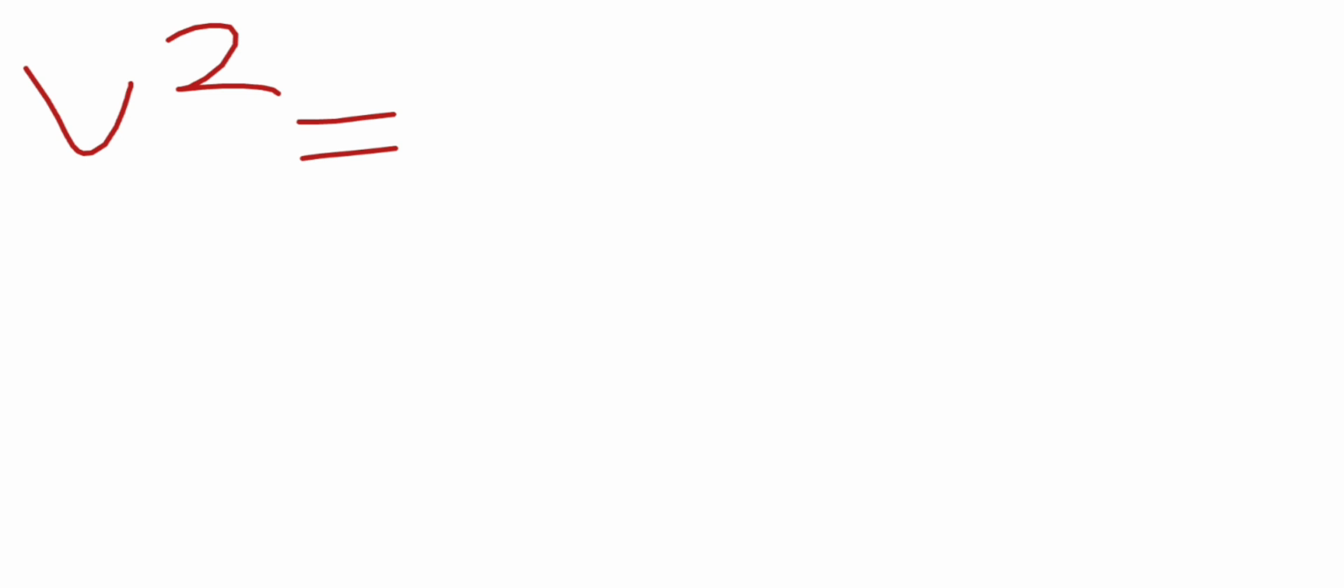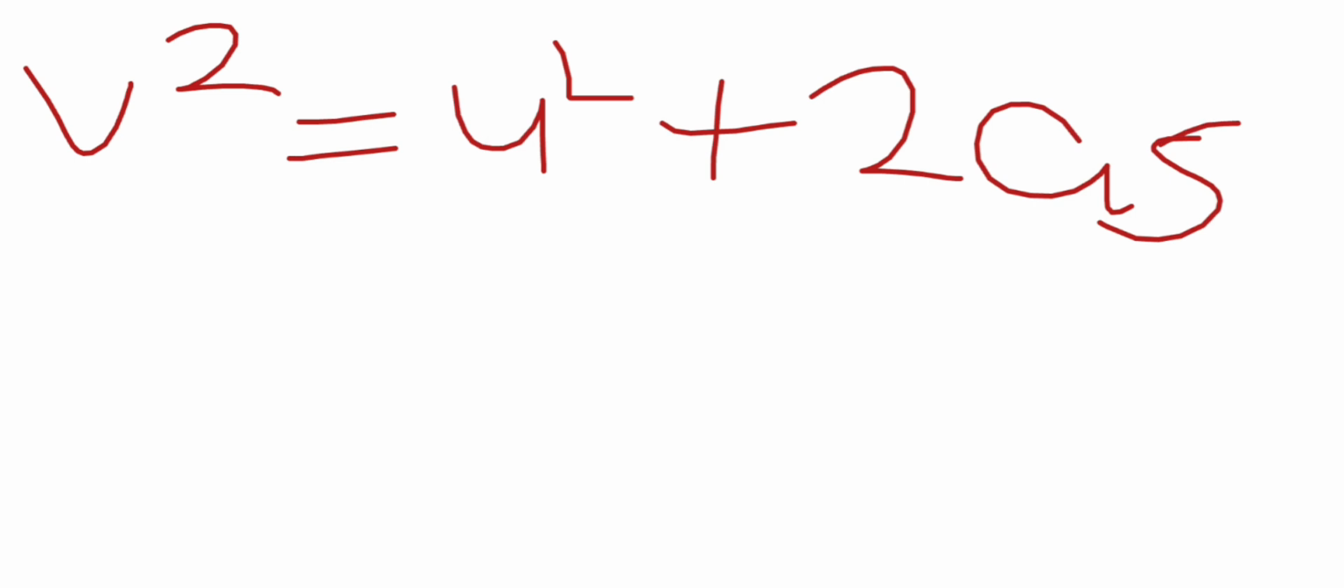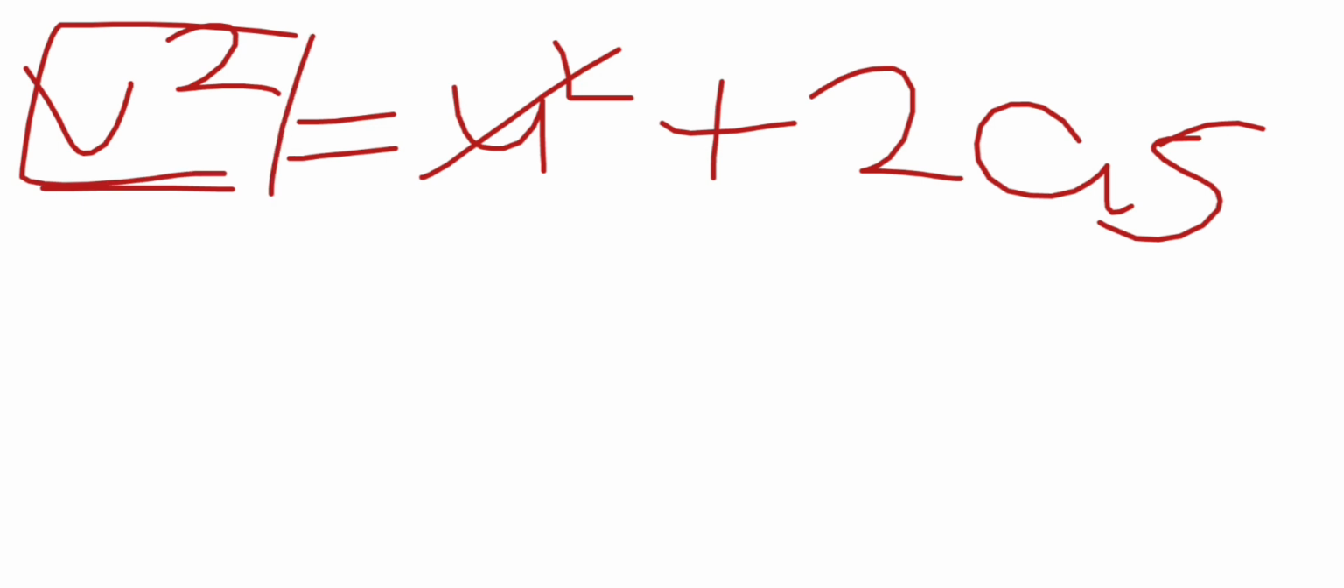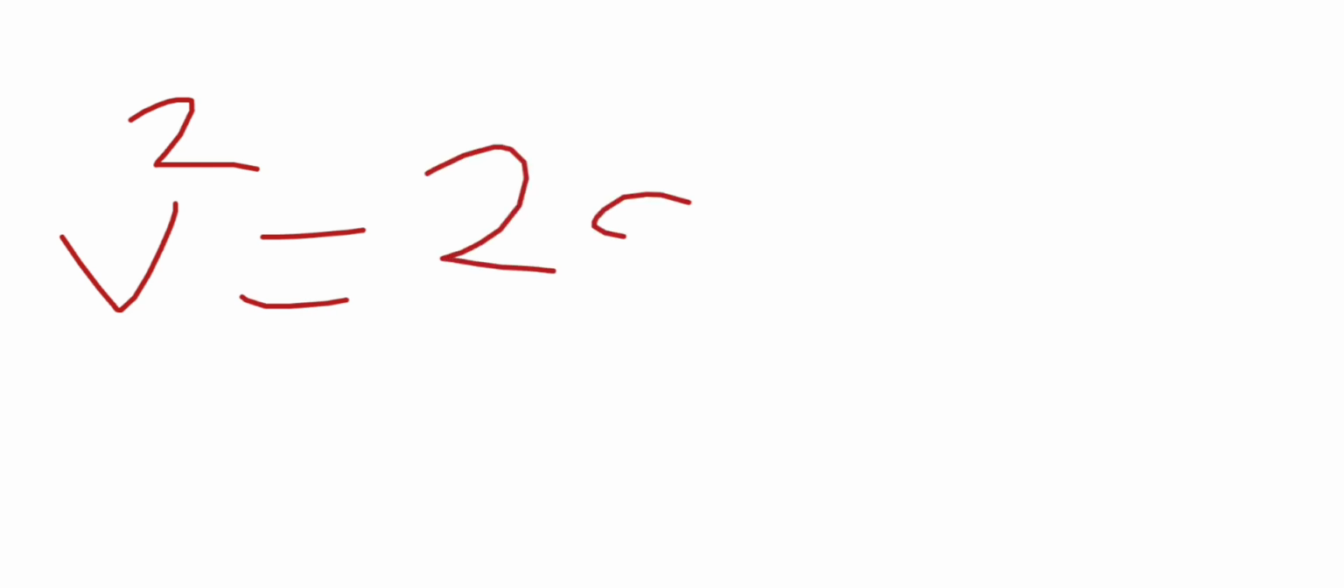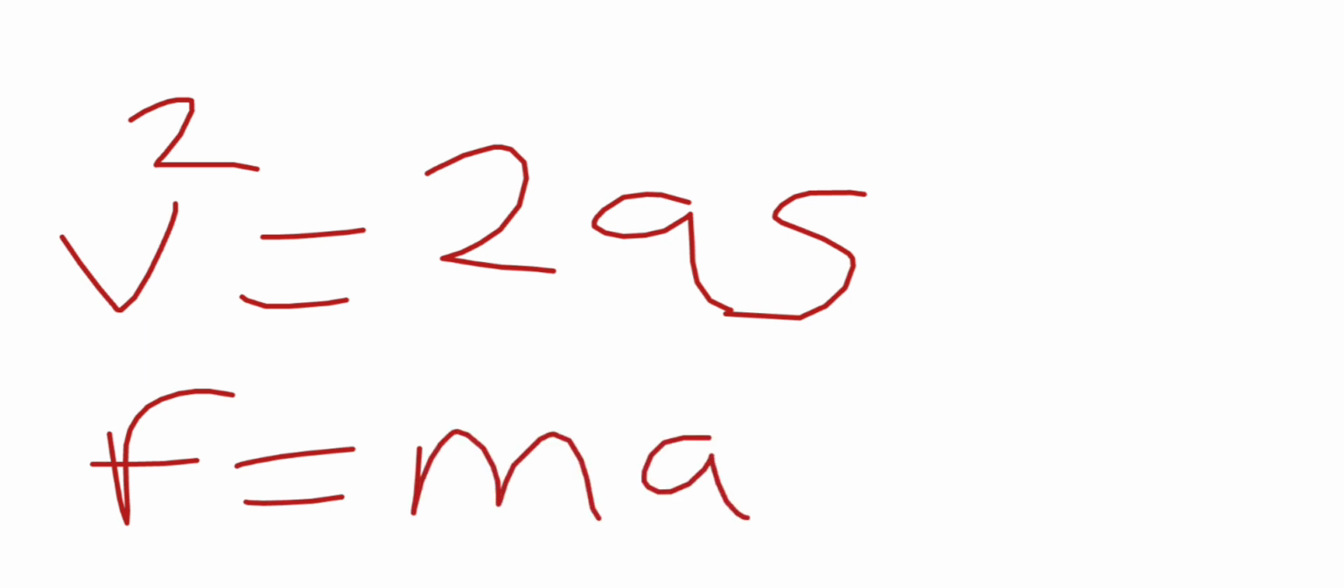You know that v squared is equal to u squared plus 2as. But this object is starting from rest, meaning that there is no initial velocity. So we are using this formula, and we're left with v squared equals 2as. But you know that F is equal to ma, so you can substitute this acceleration.